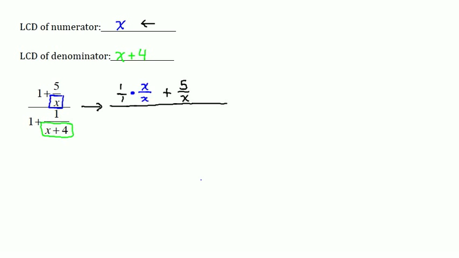Going on now to the denominator, my first term again is 1 over 1. In this case, I want it to have a denominator of x plus 4, because that is the LCD of my denominator. So I'm going to multiply this by x plus 4 over x plus 4. My second term, 1 over x plus 4, already has the LCD as its denominator, so it does not need to be modified at all.